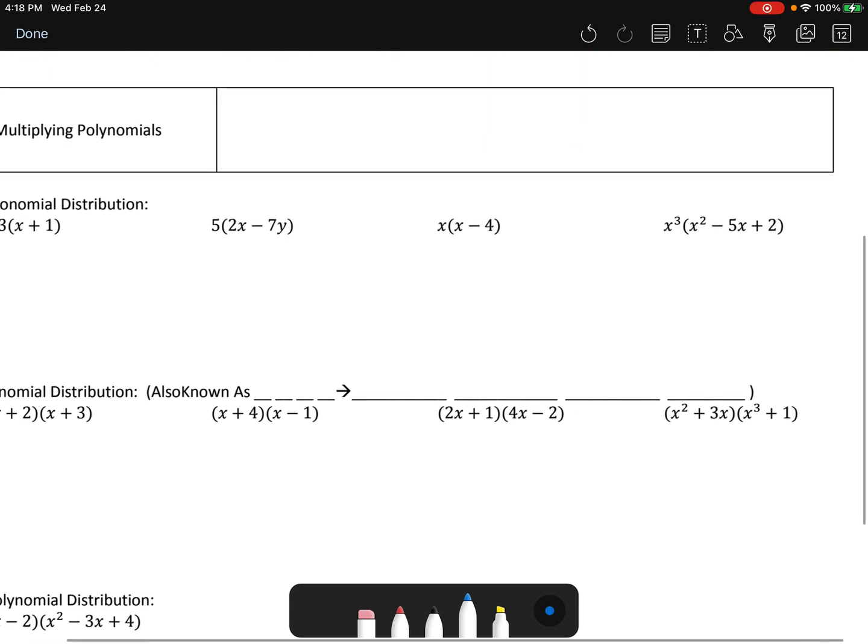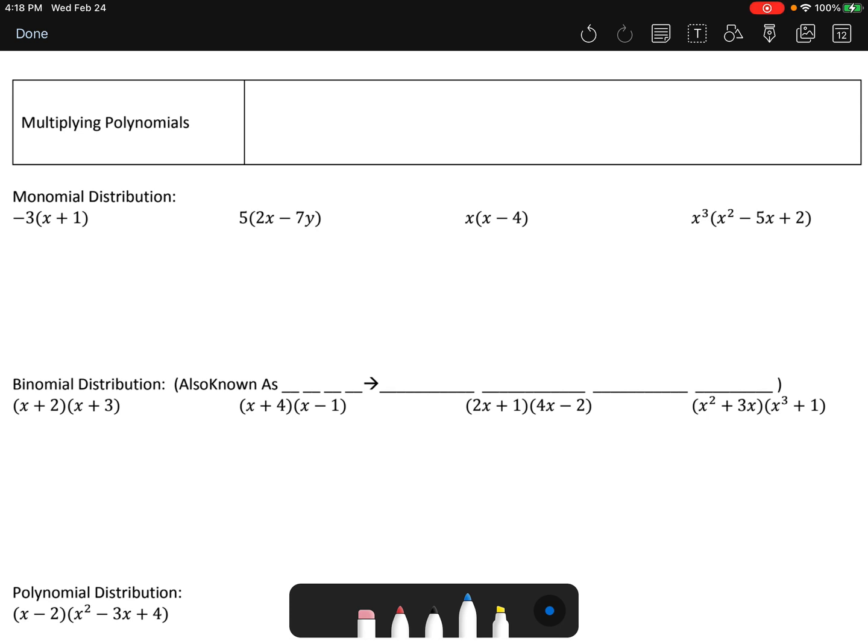Now, multiplying polynomials. When we take a monomial times a binomial, we do what's called distribution. We distribute. And again, I don't know if this is new or not, but we're going to take each term by what's on the outside. So negative 3 times x is negative 3x. Negative 3 times 1 is negative 3. Now, it'd be a good idea to pause this, go back, do the next 3, and then check them with me.